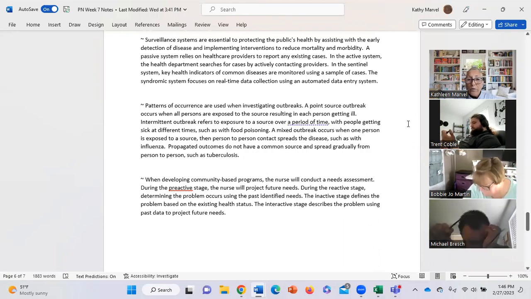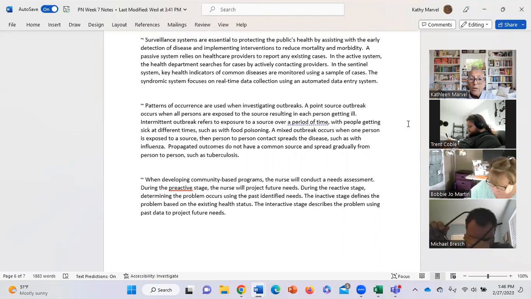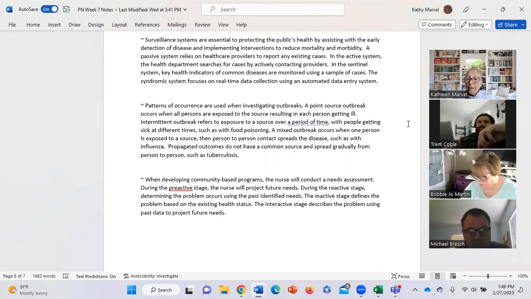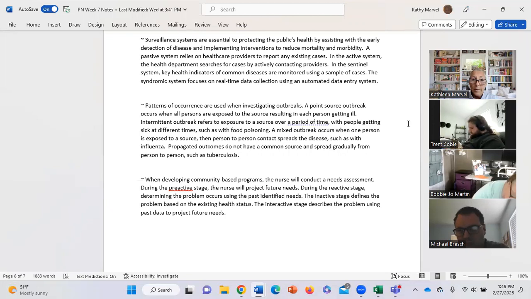There are also patterns of occurrence that we need to understand. Patterns of occurrence are used when investigating outbreaks. There are all different kinds of outbreaks, and these are in your notes and will be in your study guide. We have a point source outbreak when everybody's exposed at the same time and everybody gets ill, so maybe a chemical in a train. Everybody gets sick at the same time.